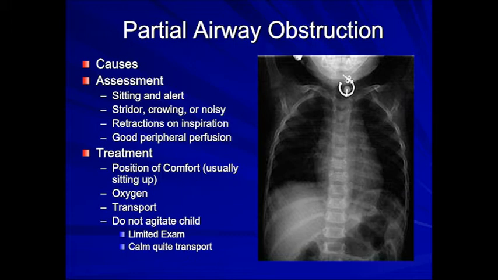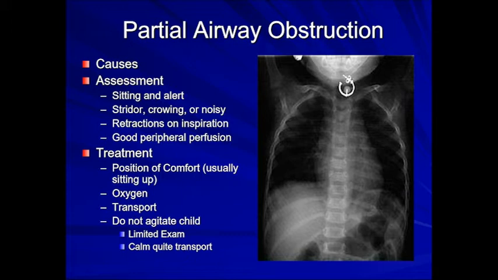Again, the stridor, crowing, the noisy airway, that may indicate some sort of a partial obstruction, especially as the turbulent air tries to move around the obstruction. What about retractions, especially on inspiration? Keep in mind that the trachea is somewhat flexible with some of these little guys. As they try to force air in, sometimes the trachea actually collapses on itself, further reducing the amount of flow. What about the peripheral perfusion? How does their skin color look? What about the treatment?